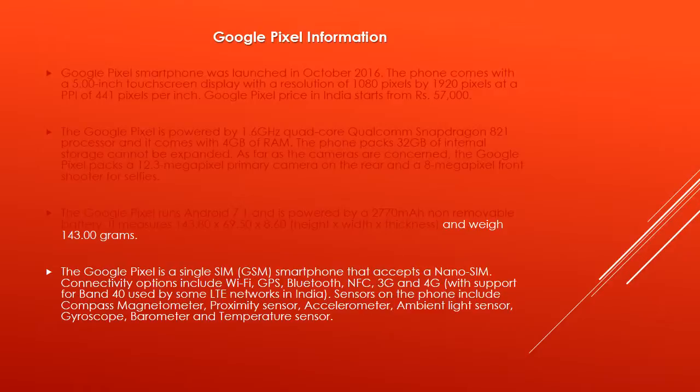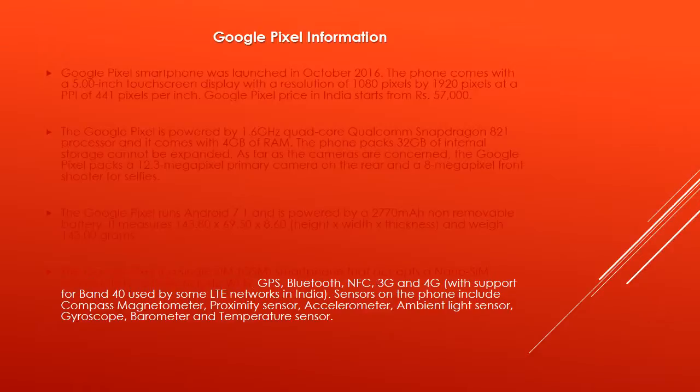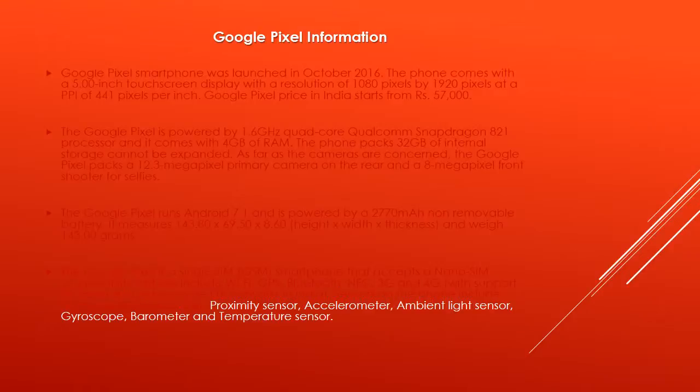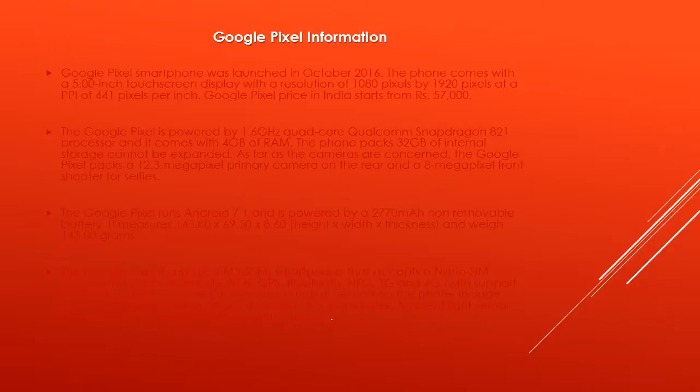It measures 143.80x69.50x8.60, height x width x thickness, and weighs 143.00 grams. The Google Pixel is a single SIM, GSM, smartphone that accepts a nano SIM. Connectivity options include Wi-Fi, GPS, Bluetooth, NFC, 3G and 4G, with support for band 40 used by some LTE networks in India. Sensors on the phone include compass magnetometer, proximity sensor, accelerometer, ambient light sensor, gyroscope, barometer, and temperature sensor.